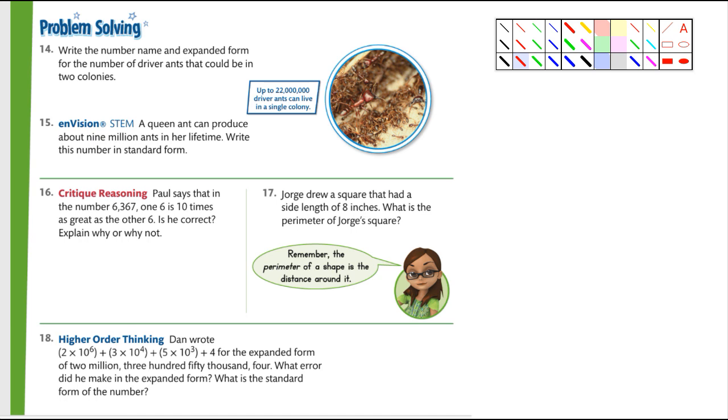So it's going to be double whatever this is. Well, that's 22 million, right? So what's that mean? That's going to be 44 million. And write the number name, so we got to write 44 million.